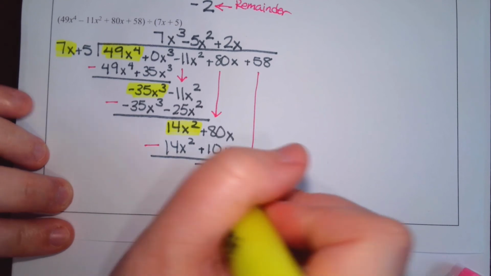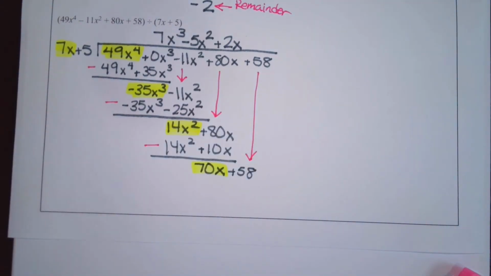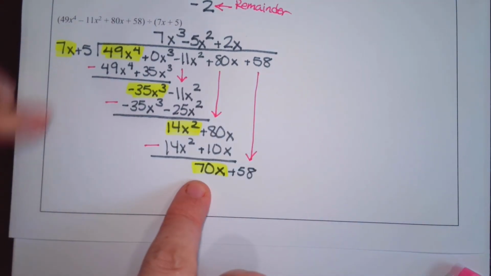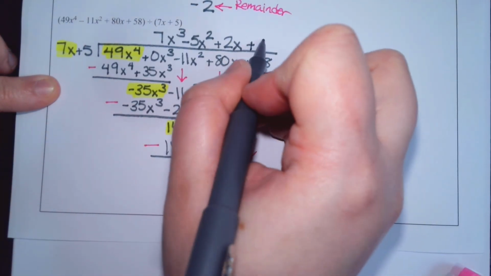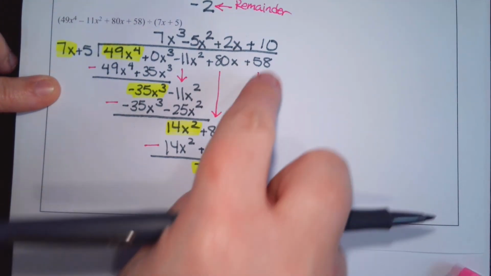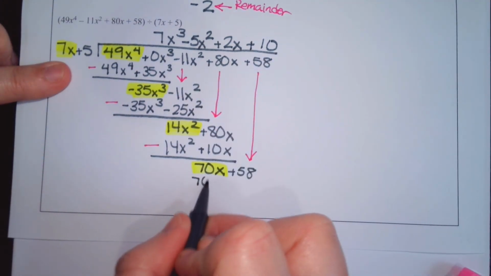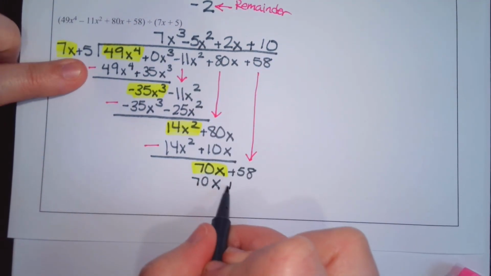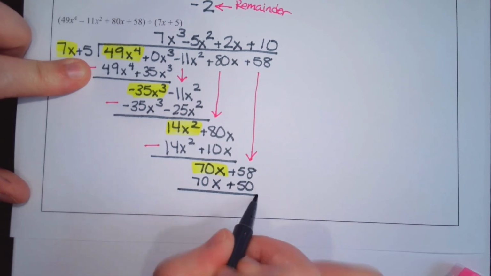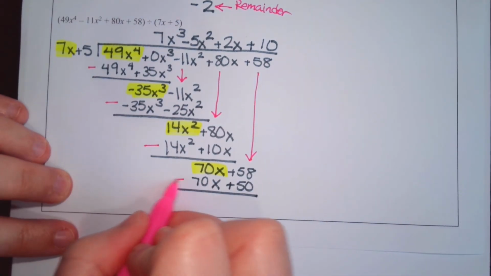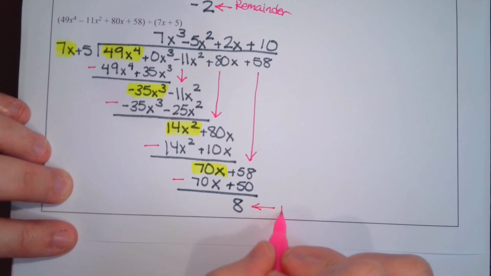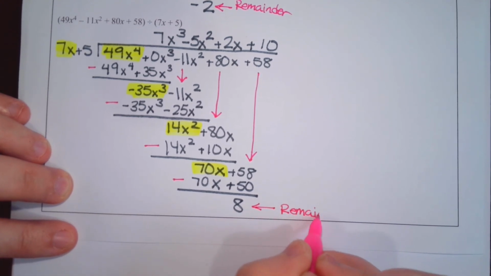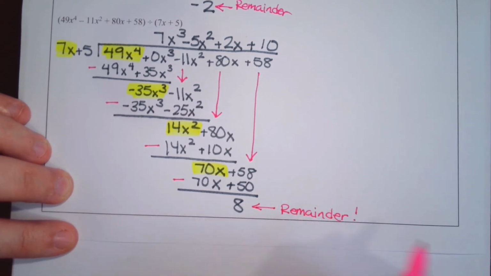We still have a variable, so we keep going. 70 divided by 7x is going to be plus 10. 10 times 7x is 70x. 10 times 5 is 50. And then we do one last subtraction, and we end up with 8. And again, since 8 does not have a variable, it is our remainder.